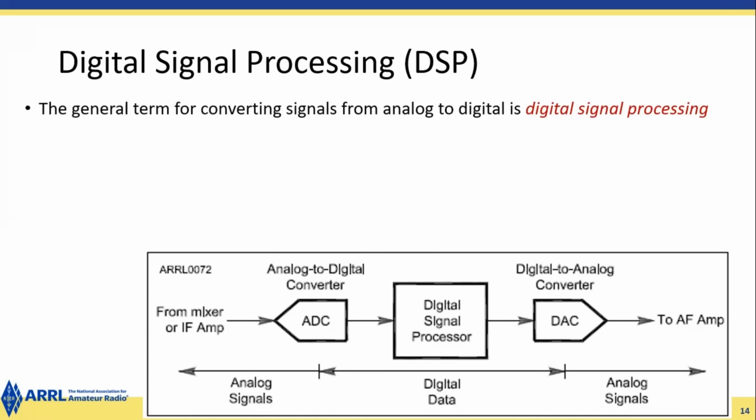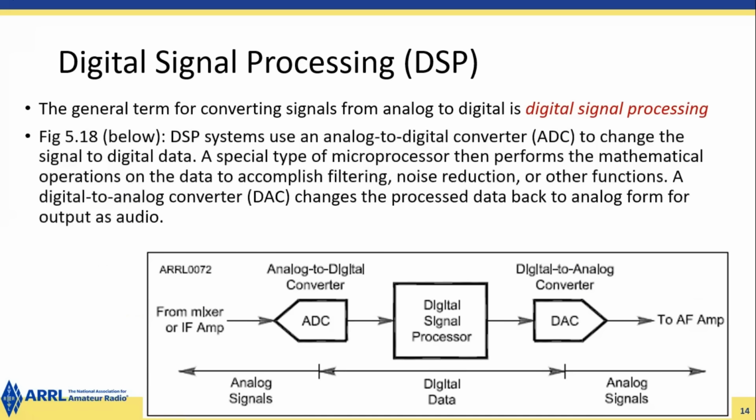Digital signal processing, DSP, is a general term for converting signals from analog to digital. A DSP system uses an analog to digital converter to change the signal to digital data. A special type of microprocessor then performs the mathematical operations on the data to accomplish filtering, noise reduction, and other functions. A digital to analog converter changes the processed data back to analog form for output as audio.